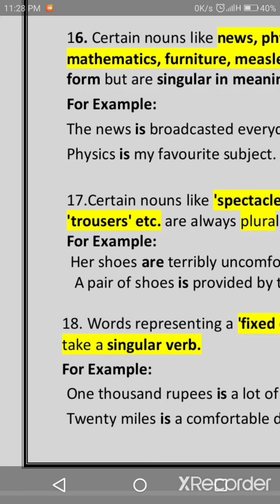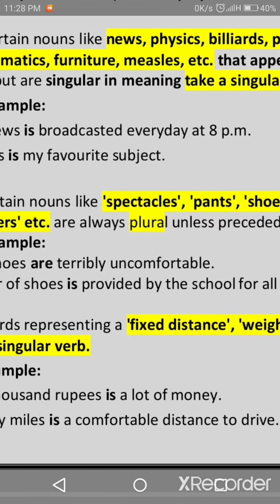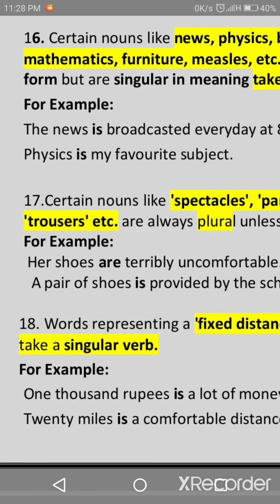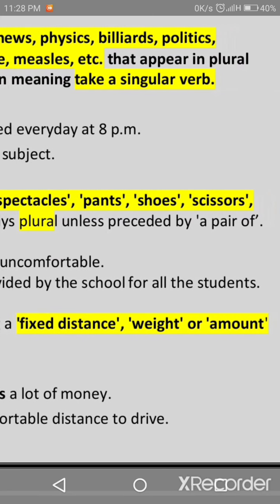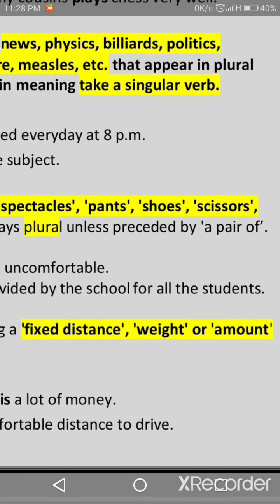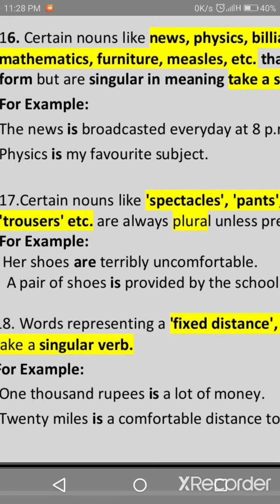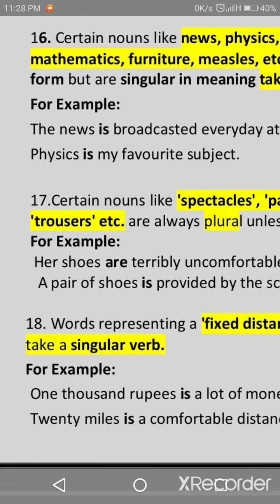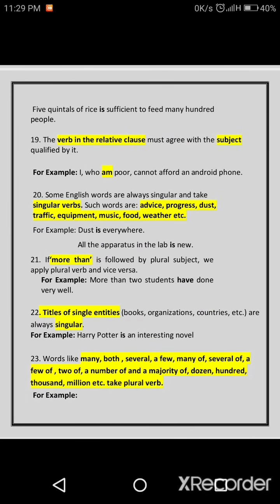Rule number 18. Words representing a fixed distance, weight, amount, take a singular verb. Now the words which represent fixed distance or they tell us the weight of something or amount of something, then singular verb is used. For example, 1000 rupees, an exact amount, is a lot of money. 20 miles, although we talk about 20 miles, but we will consider it as a unit. 20 miles is a comfortable distance to drive.